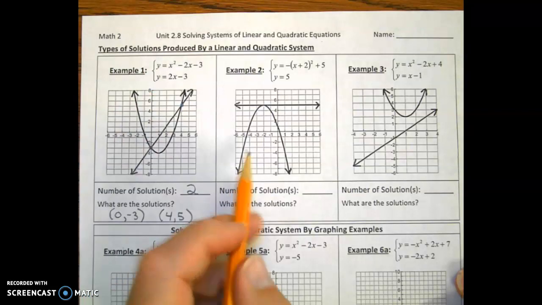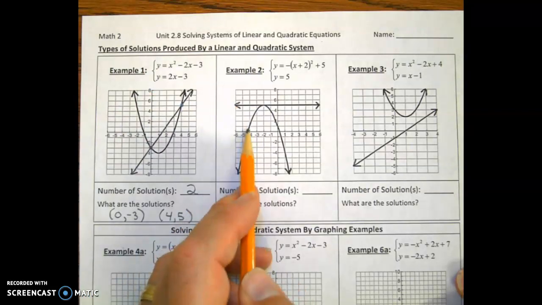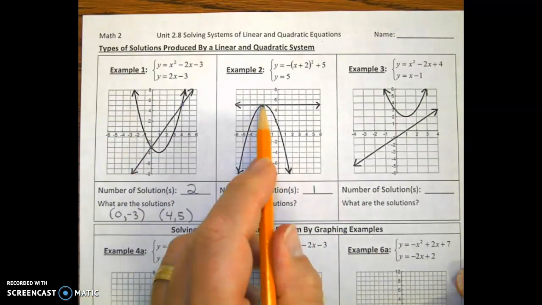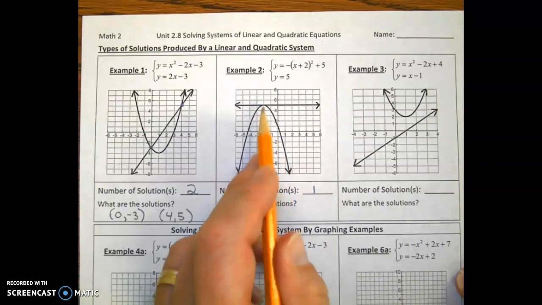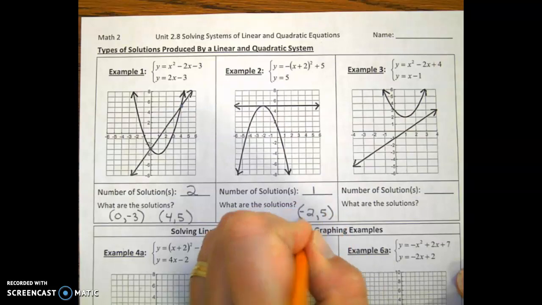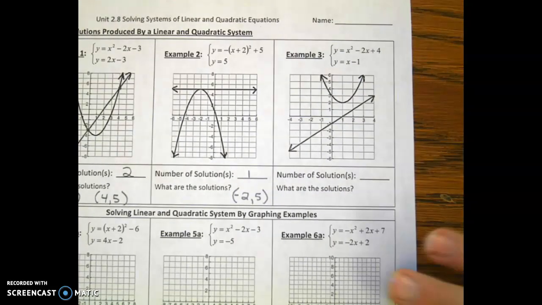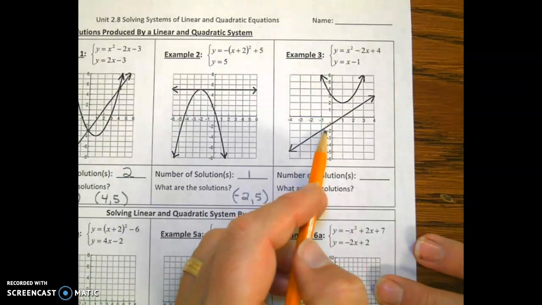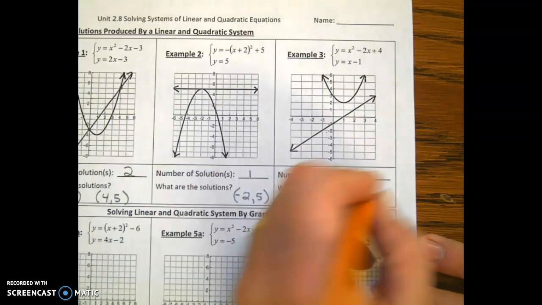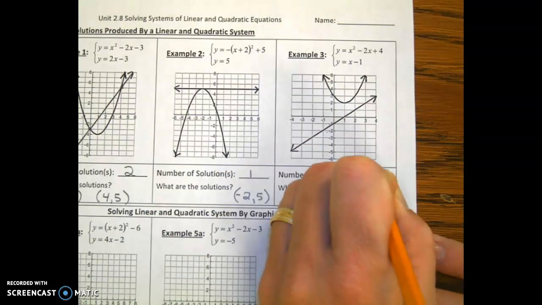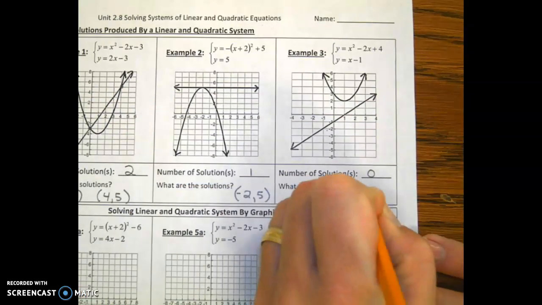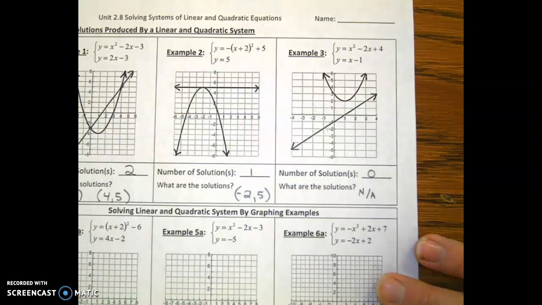In this graph, notice the linear and the quadratic function only intersect at one point. So we have one solution, and that intersection point is found at (-2, 5). And finally, the third example, we have our quadratic and linear function not intersecting at all. And so we would have 0 solutions to this system, and there are none, so I'm just going to put NA.